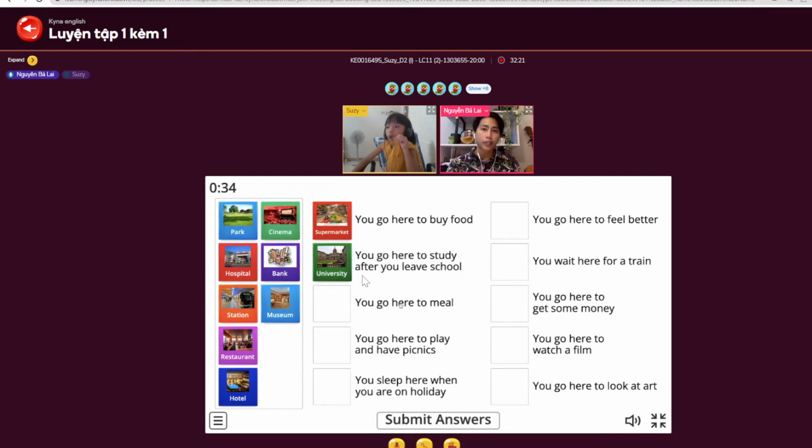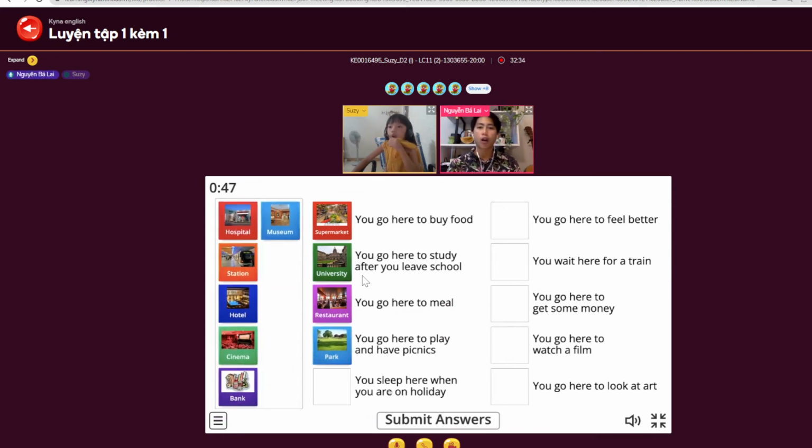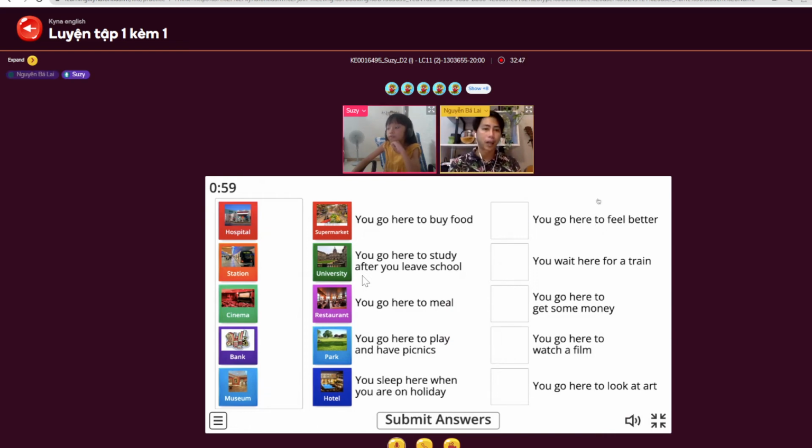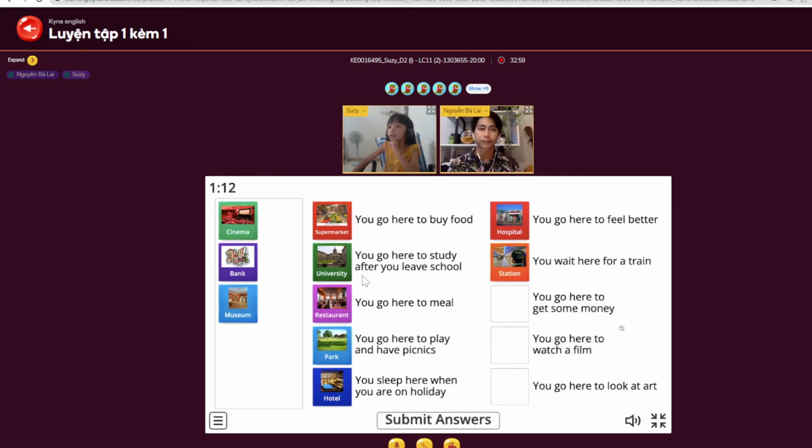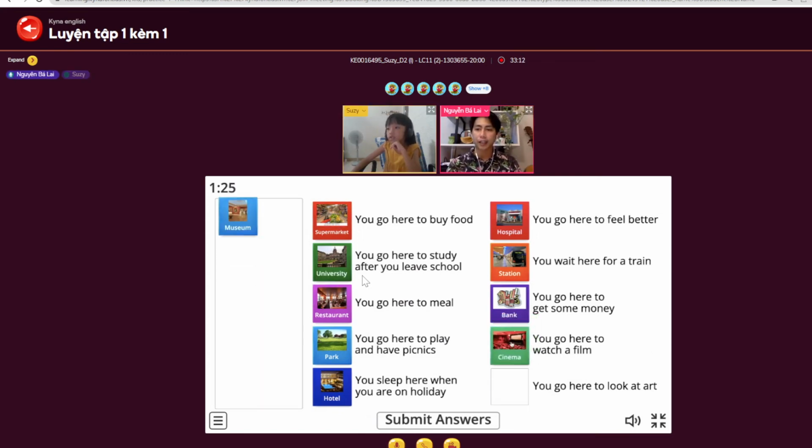You go here to eat a meal. A restaurant. You go here to play and have a picnic. A park. You sleep here when you are on holiday. A hotel. You go here to feel better. Hospital. You wait here for a train. You go here to get some money. Bank. You go here to watch a film. Cinema. You go here to look at art. Museum.